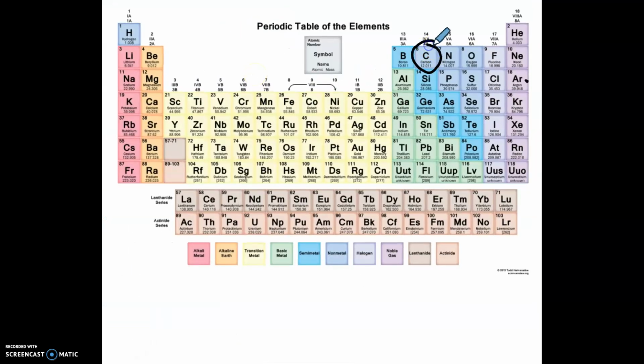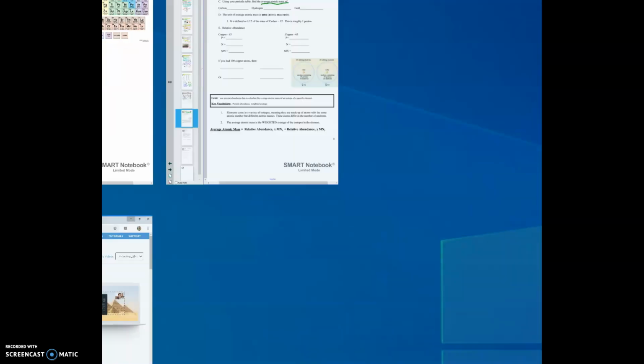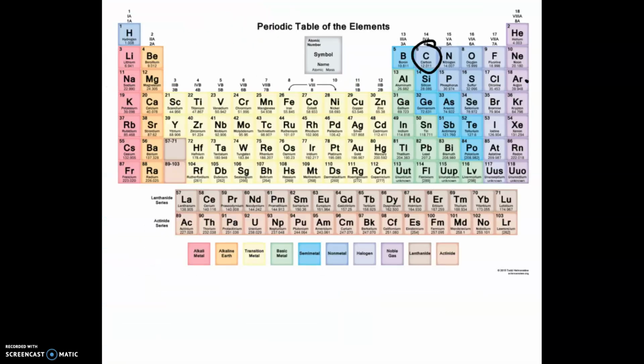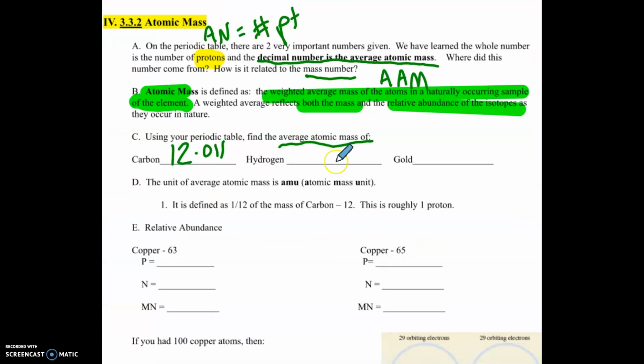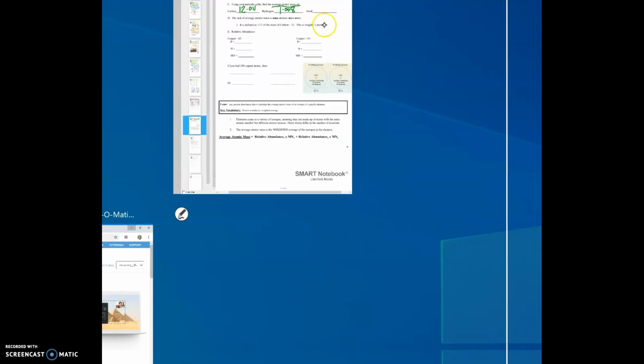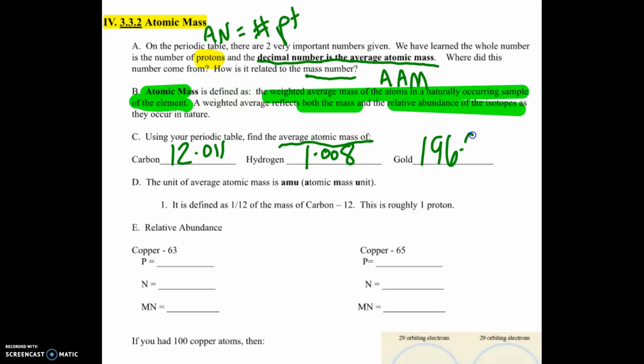So here's carbon, 12.011. So carbon is 12.011. Hydrogen is up here, 1.008. And then gold, here's gold on your periodic table. It is right here, 196.967. So those are the weighted averages of each of those types.